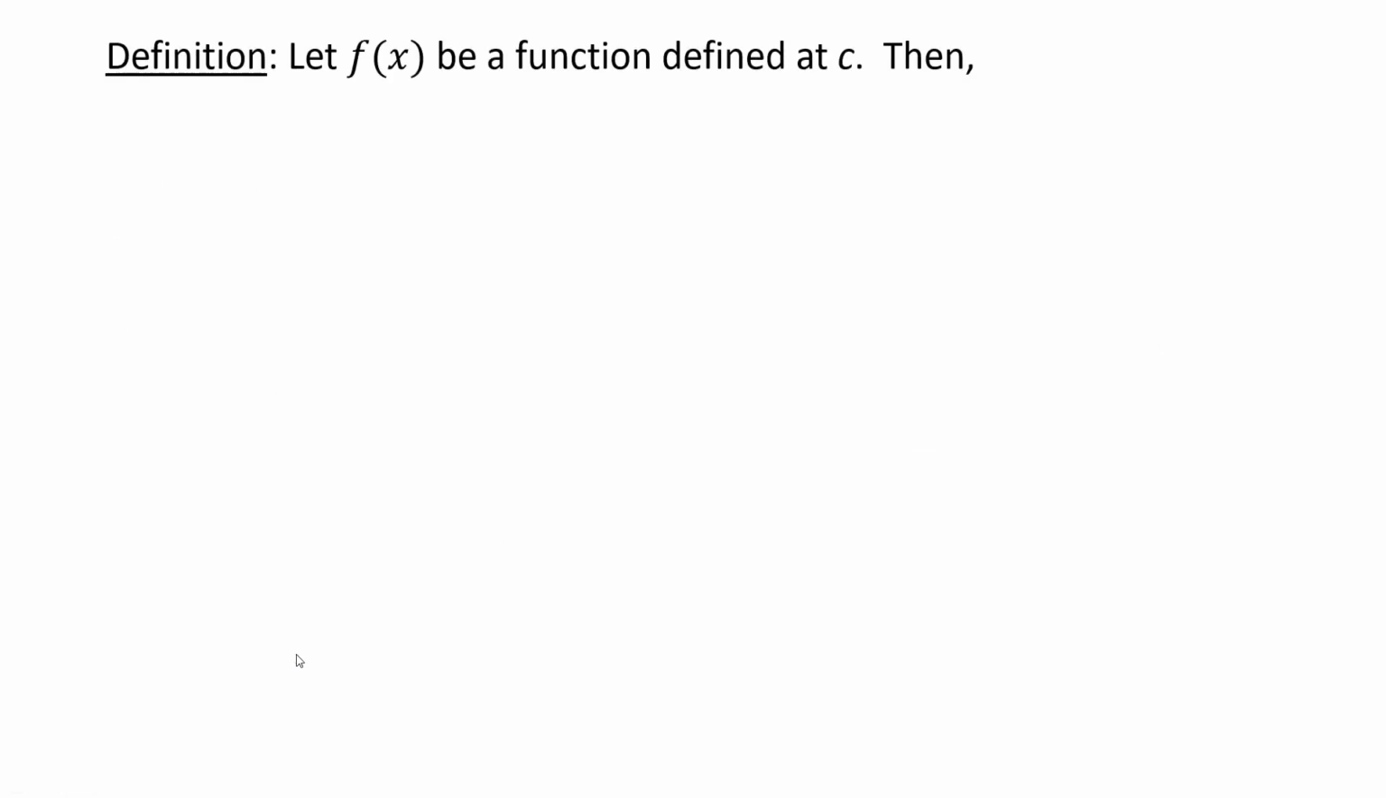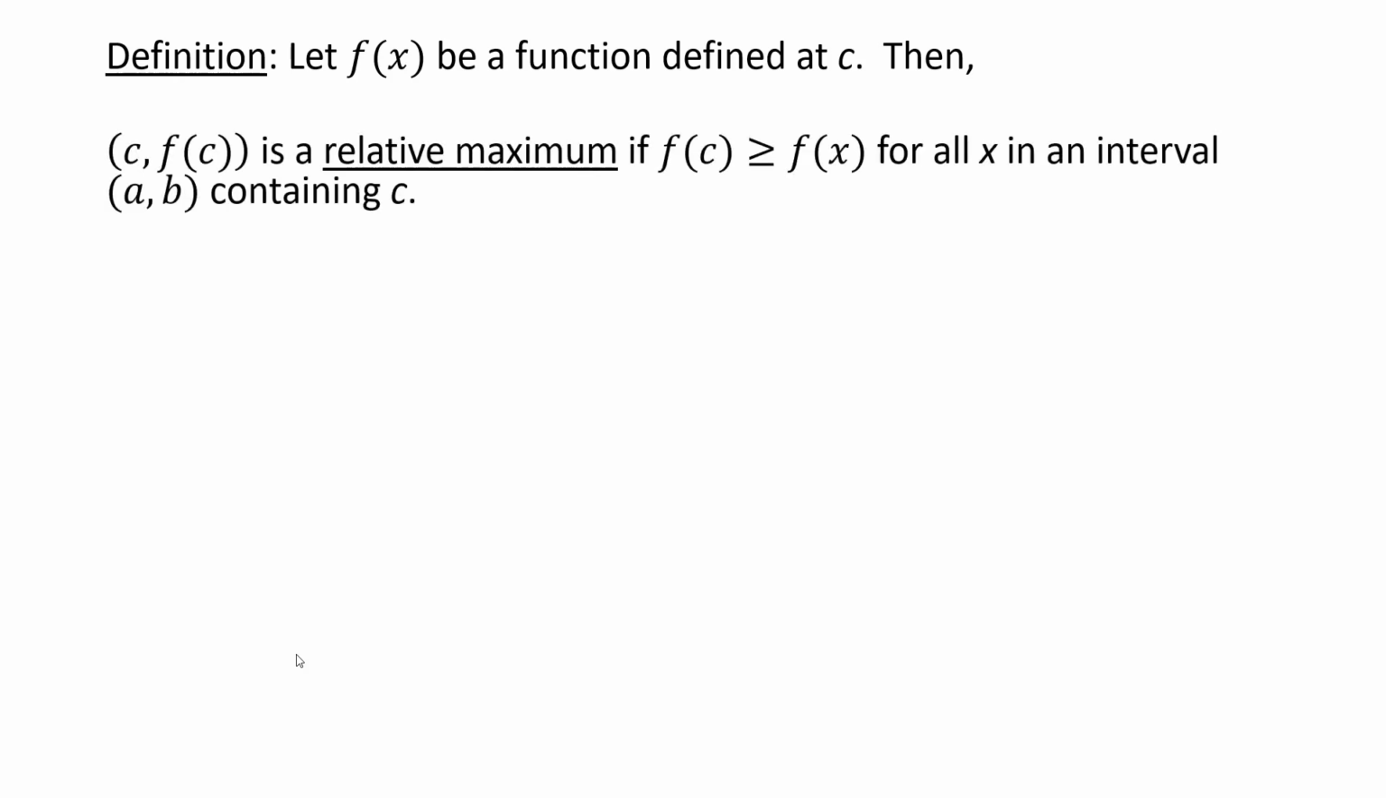Here's some more definitions. So f needs to be a function that's defined at c. Then the ordered pair c, f evaluated at c is a relative maximum if f of c is bigger than or equal to f of x for all x in an interval a, b containing c. In other words, what I'm saying here is that the ordered pair c, f evaluated at c is a relative maximum if you can form a little neighborhood around c, coming from the left and coming from the right, and c, f of c is the biggest point.